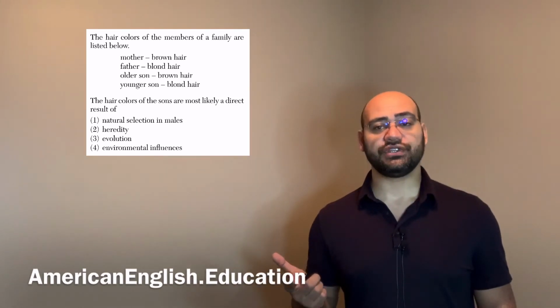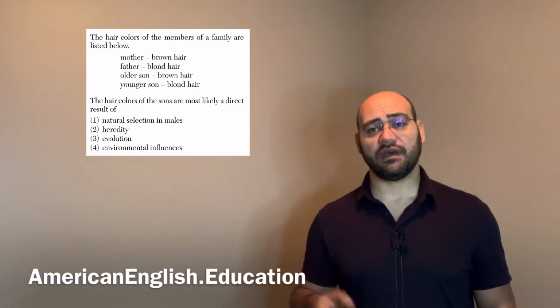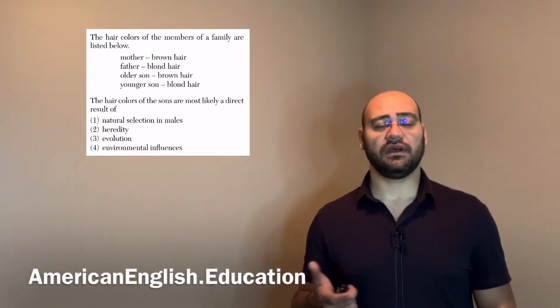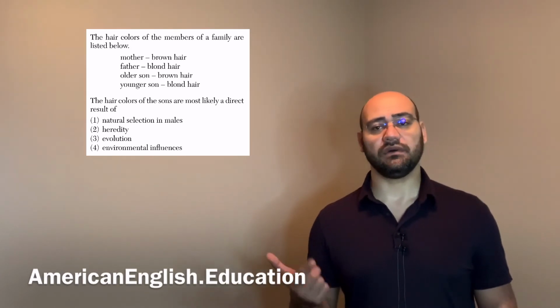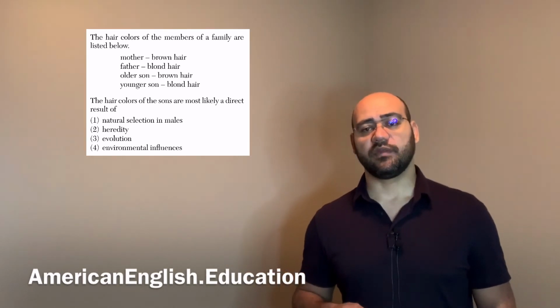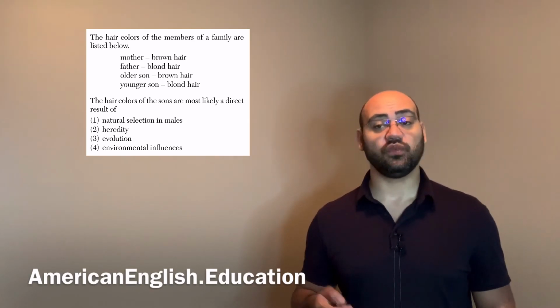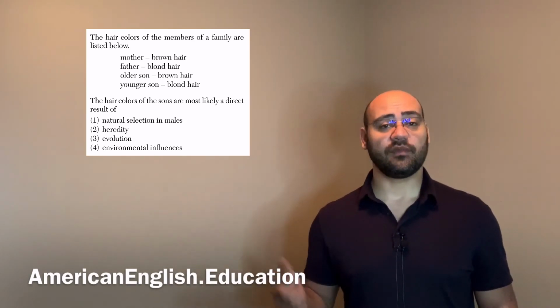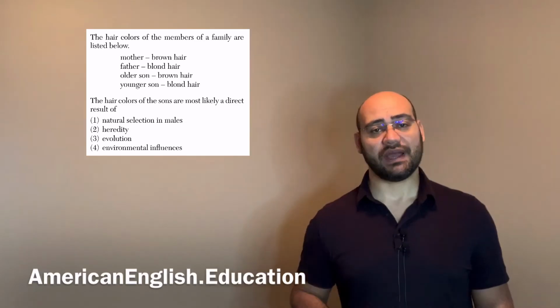Number 3, evolution, takes forever. We don't have that much time going from parents to their children, so that is incorrect. Number 4, environmental influences. We are not even given that, so number 4 is irrelevant as well. Number 2 is the right answer.